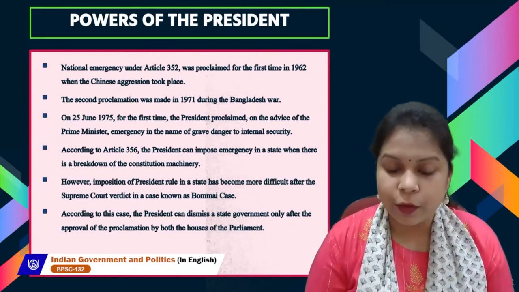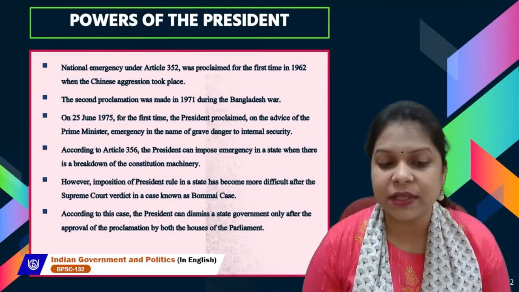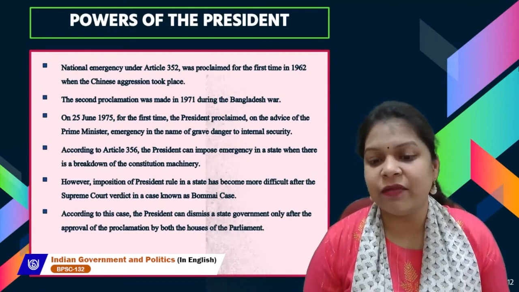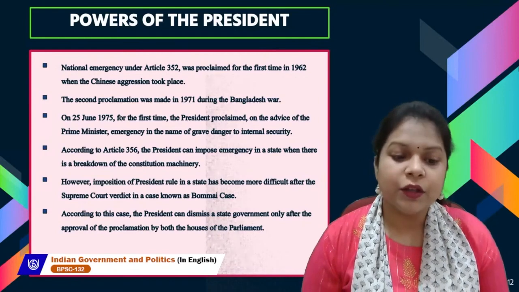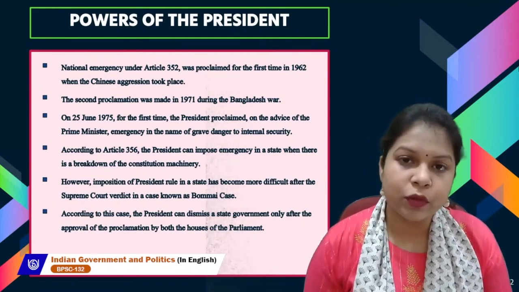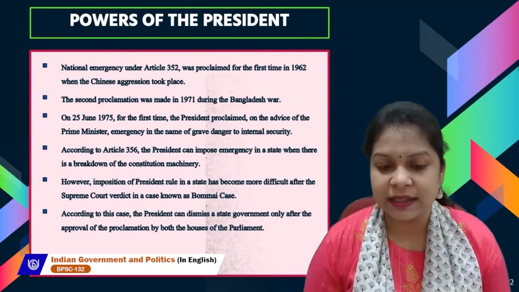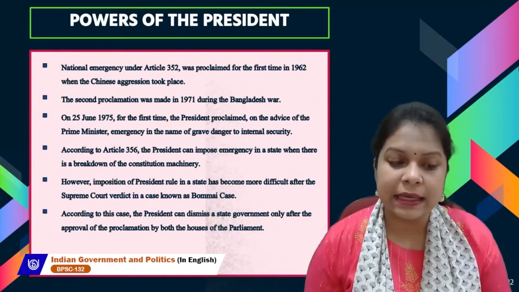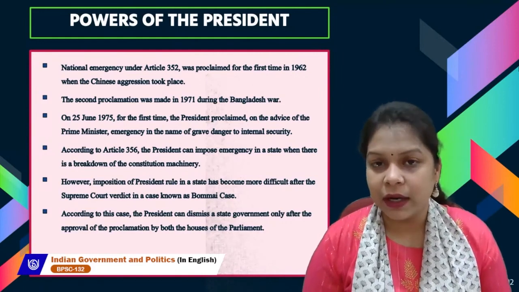So there is also a provision which allows a president to impose emergency through Article 356 in any state if there is any breakdown of the constitutional machinery over there. This power of imposing emergency by the president, also known as president's rule in a state, has become more difficult due to the Bommai case. There was a Supreme Court verdict. Bommai case was a very famous verdict.